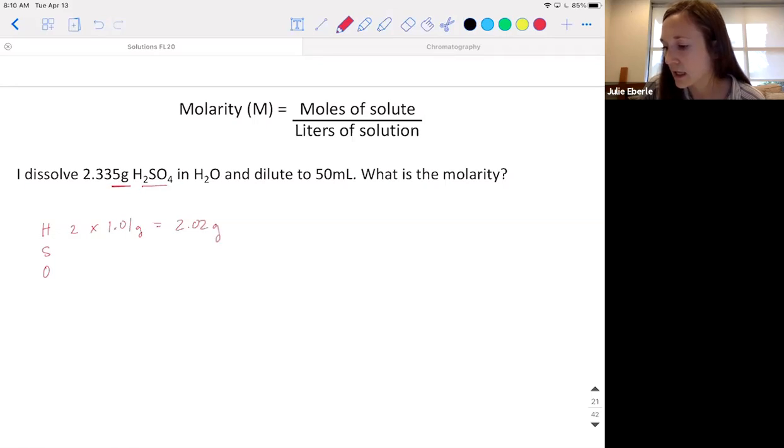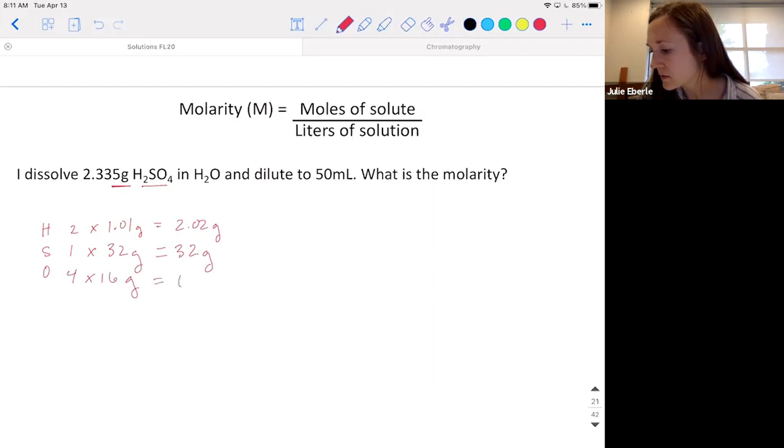For sulfur, can somebody actually tell me what it is? I don't have that. Is it around 16? Or more than that, probably way more than that. Oxygen is 16, so it should be like 32. Okay, so we've got sulfur, 1 times 32. And then oxygen, we've got 4 of them. So we'll just add all of that up. Don't you guys get 98?